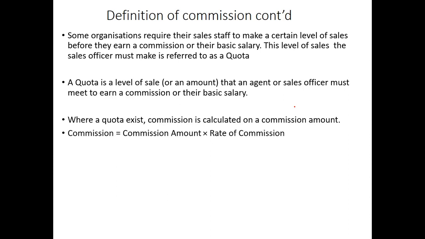So this time around, your formula is now going to be what? Commission is equal to commission amount times rate of commission. If there is no quota, it is just sales times rate of commission. Then if there is a quota, it will be commission amount times rate of commission, where commission amount is equal to sales minus quota. You see that? So you have to be very careful. Read the question very well and make sure you answer it right.